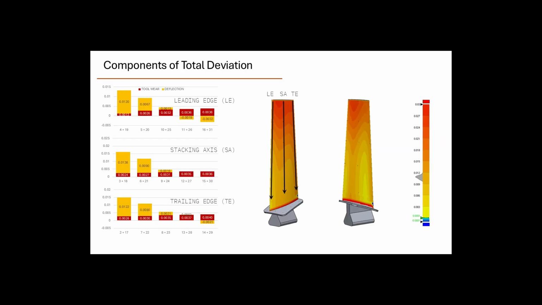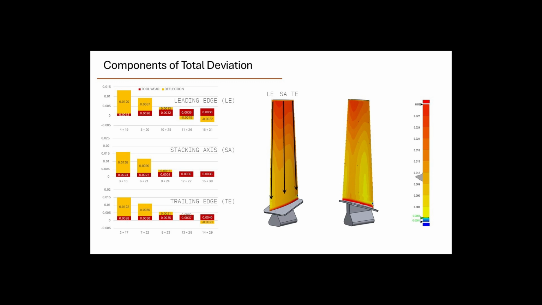So this is some graphs of the tool wear and tool deflection mapped out as we go from tip to the base of the blade here. What you notice here at the top, and we're looking at the components of the total deviation at the leading edge of the blade, we see that deflection is quite high at the tip and then slowly decreases, in fact goes negative as we get to the base.